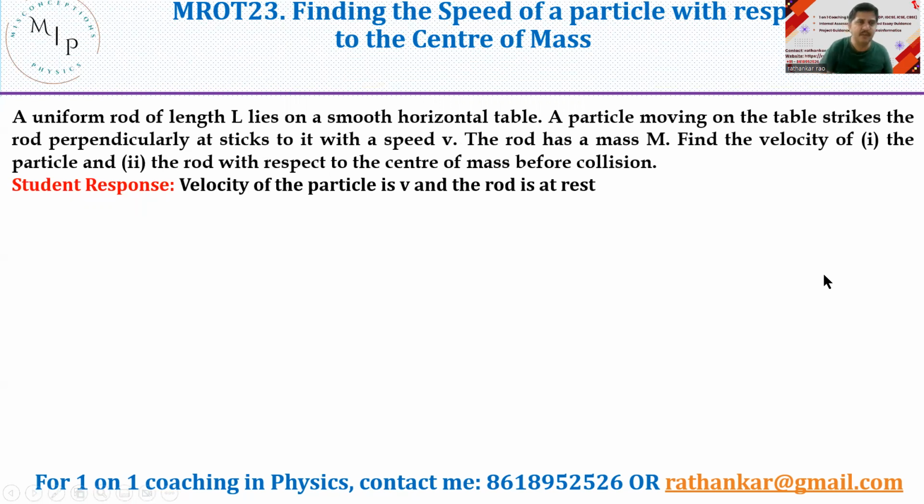A uniform rod of length L lies on a smooth horizontal surface. The same problem once again. Let us say its length is L, its mass is M, smooth surface, so friction mu equal to 0. A particle moving on the table strikes the rod perpendicularly and sticks to it with a speed v. So the particle goes here, it sticks, and before sticking its velocity was v. The rod has a mass m.